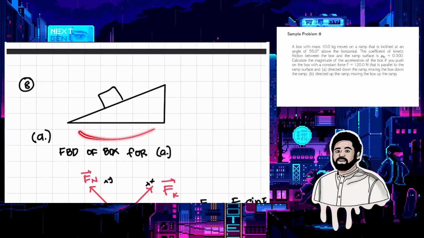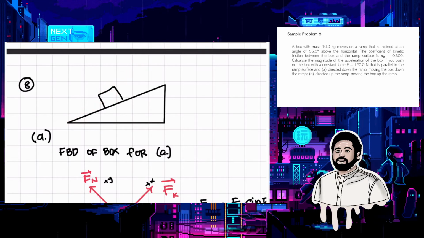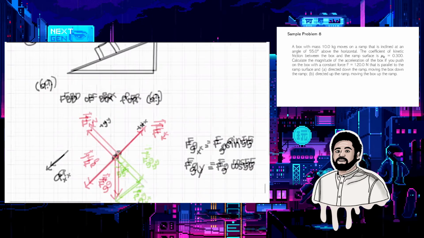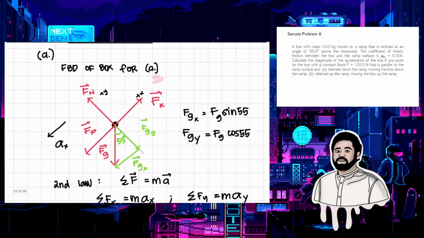This is our illustration, by the way. So if you push it downwards, it will move downwards. If you push it upwards, it will move up. Okay, so let's have letter A. So the FBD of the box for part A, with the push pointing down. So, you have now your free body diagram.